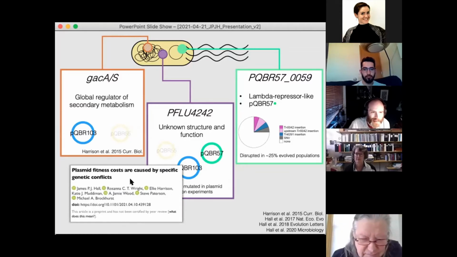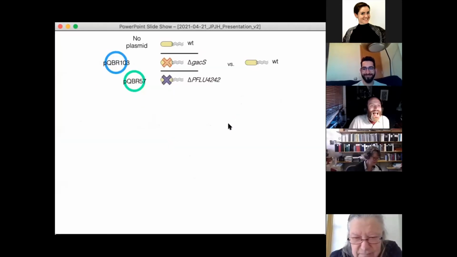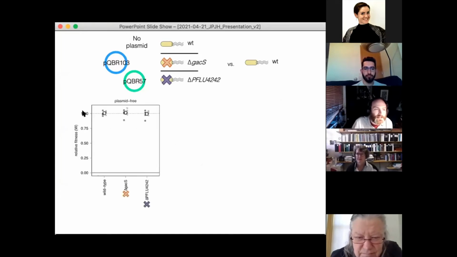I kind of give away the ending here, so I'm going to skip over dwelling on that too long. So here's the experiment. We either take no plasmid, we take pQBR103, or we take pQBR57. We put them in each of these strains, either the wild type or strains lacking GacS or PFLU4242, and then we compete them against the wild type competitor. Again, fitness below 1 is a fitness cost. So if there's no plasmid around, if you knock out GacS or you knock out PFLU4242, there's actually no fitness cost when we measure this in KB broth in the lab.